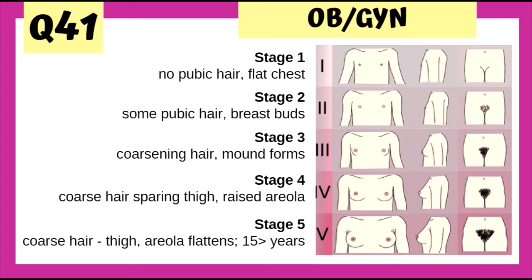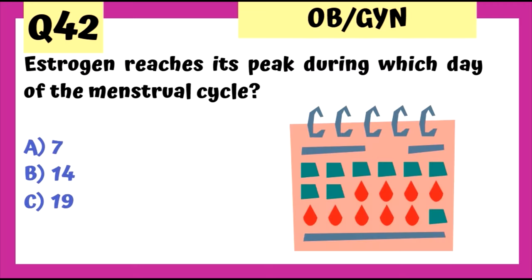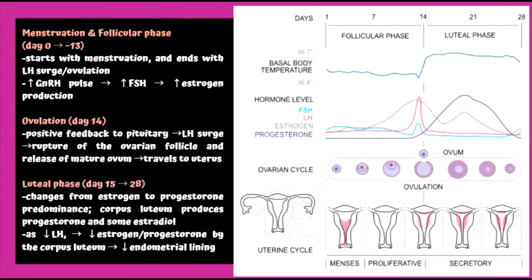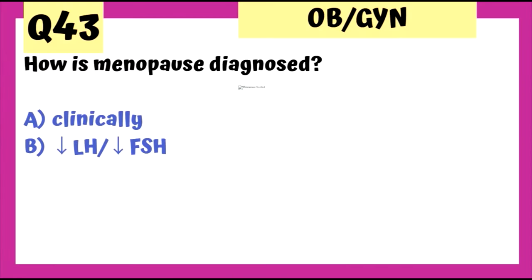And you can take a look at the breast development at these stages. But at stage 2 is when the breast buds form, and at stage 3 is when the mound forms, and at stage 5 is when the areola flattens. Question 42, estrogen reaches its peak during which stage of the menstrual cycle? This is day 14, before the LH surge. All right, you can take a look a bit about the menstrual cycle over here. And let's move on now to the next question.